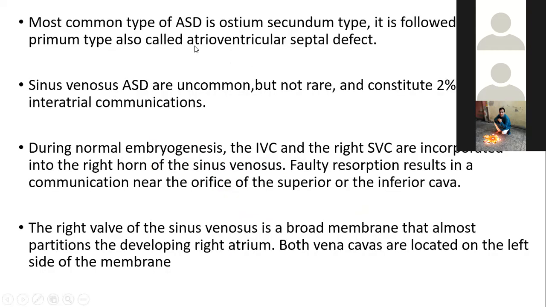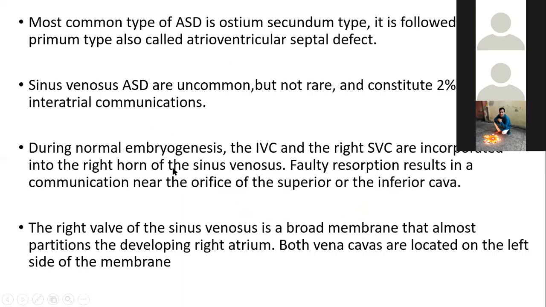The most common type is the ostium secundum type of ASD, followed by the ostium primum type. The sinus venosus ASDs are not uncommon but not rare, and usually constitute 2% to 3% of interatrial communications. During normal embryogenesis, the IVC and the right SVC are incorporated into the right atrium.